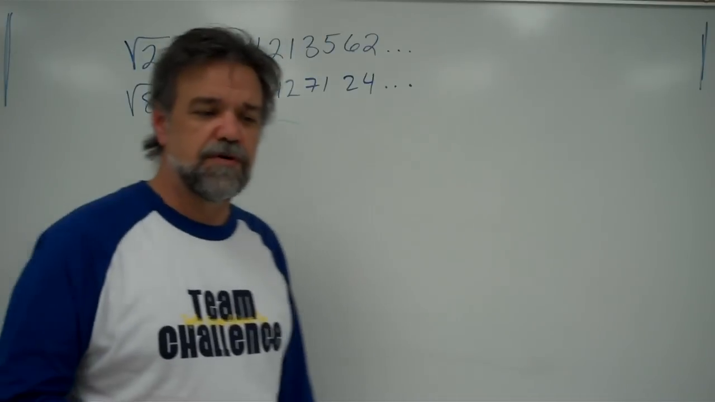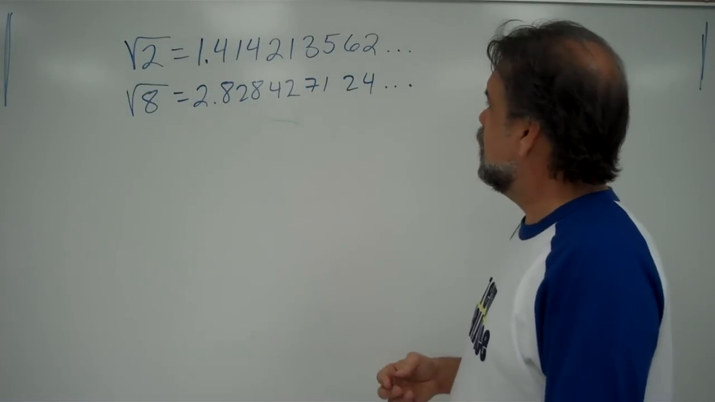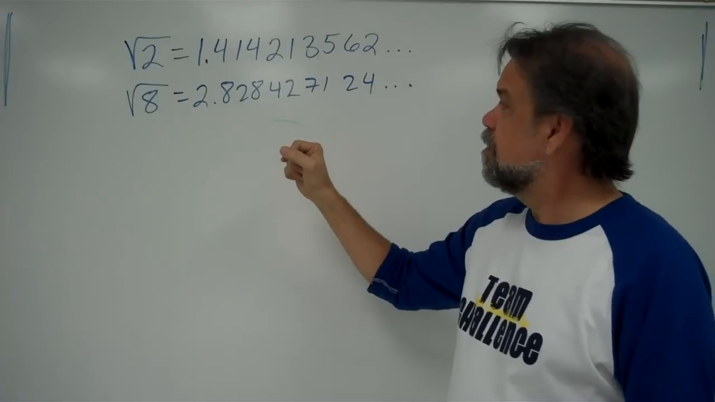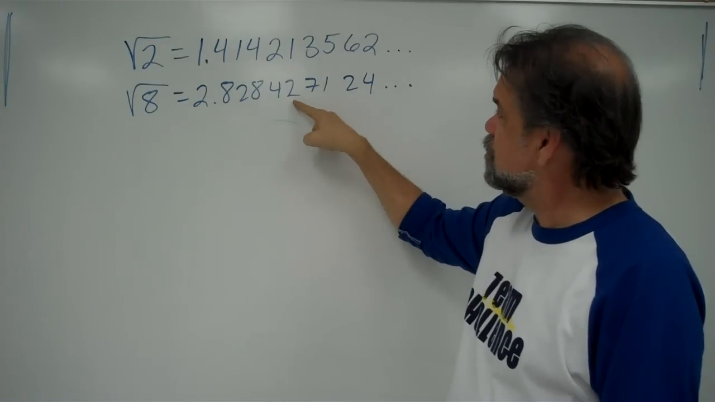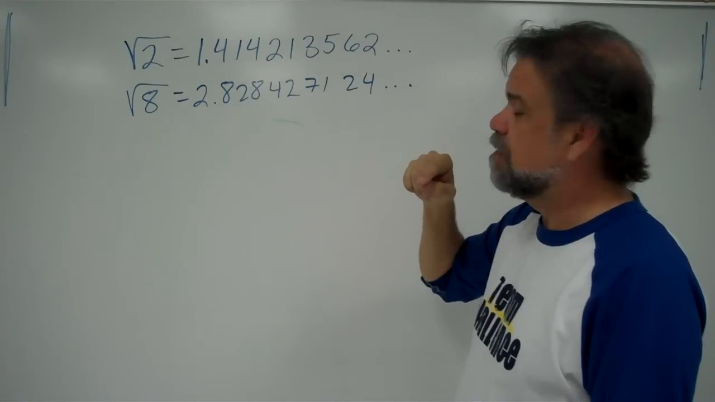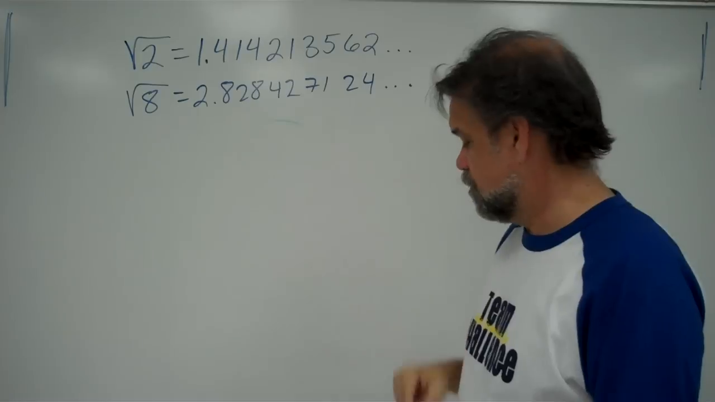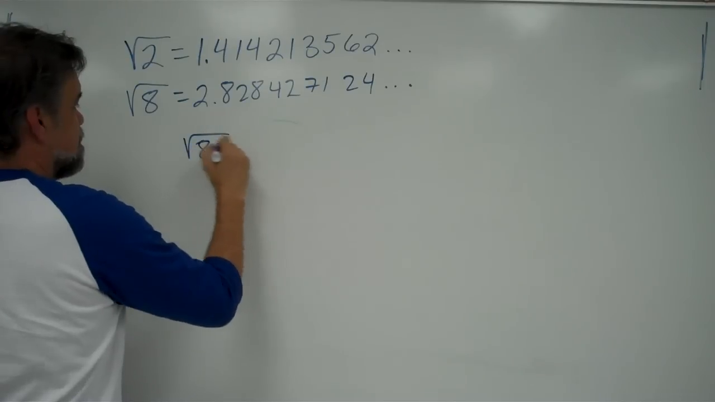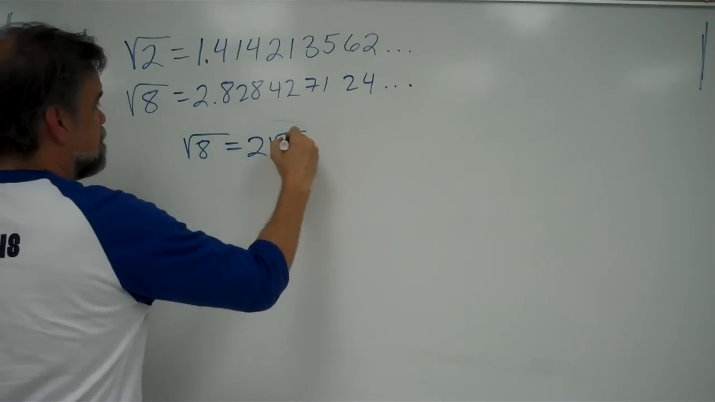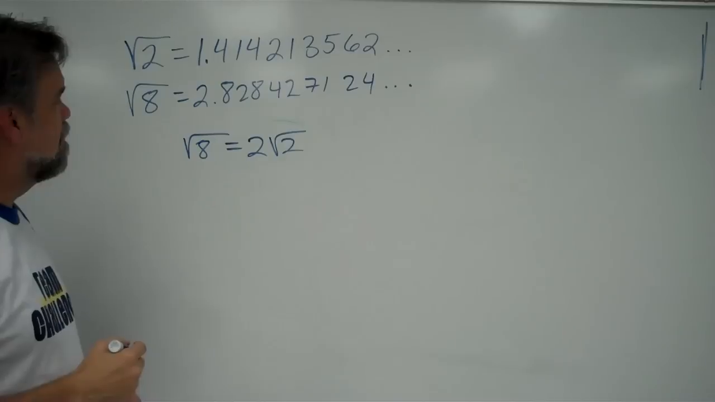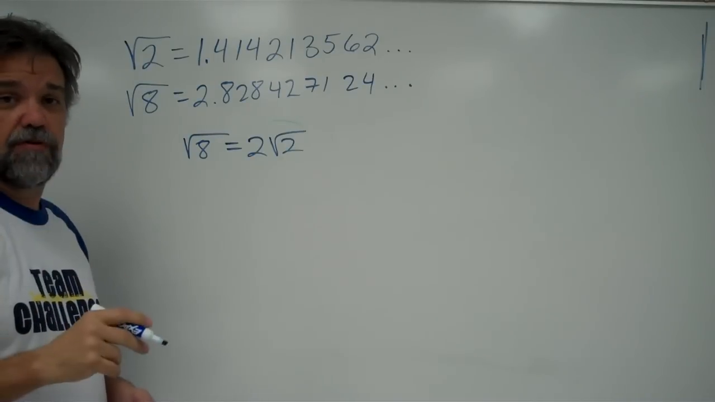And I'm looking at those two numbers, and I'm saying, hey, there's a relationship there. This one appears to be exactly twice as big as this one. Why is that true? In other words, it appears that the square root of 8 is exactly 2 times the square root of 2. Why is that true? As it turns out, it is true.